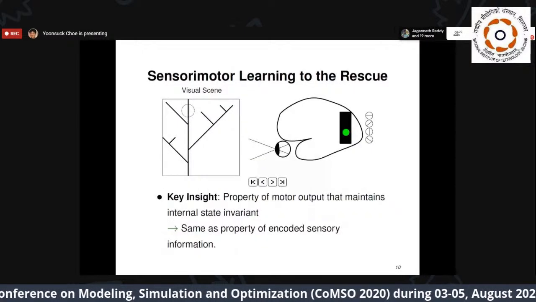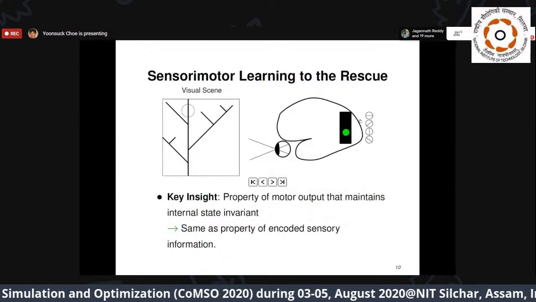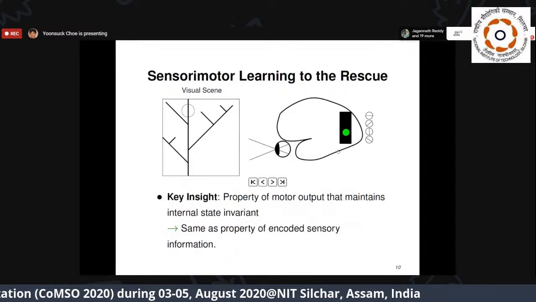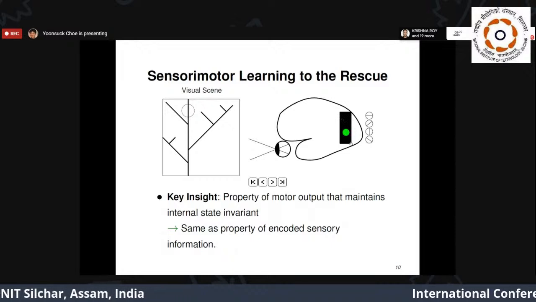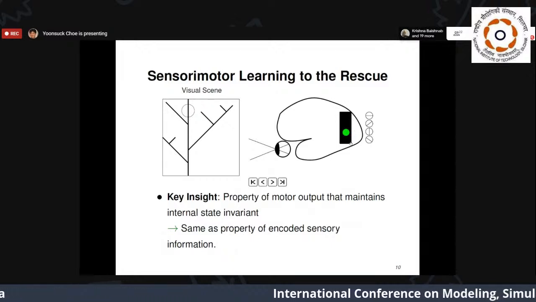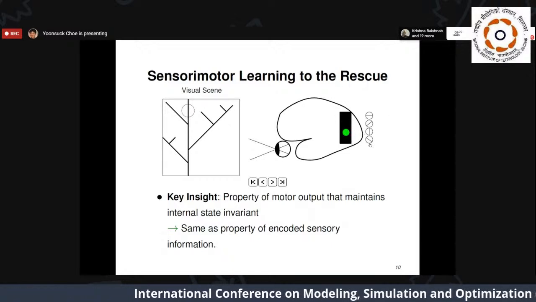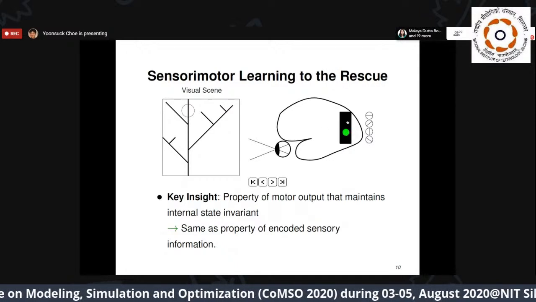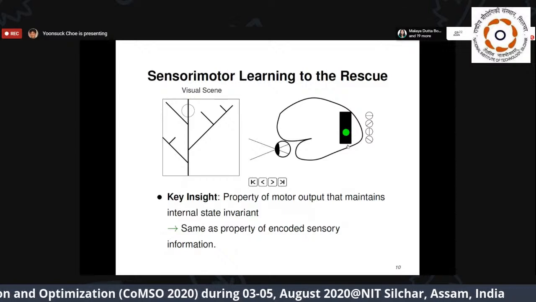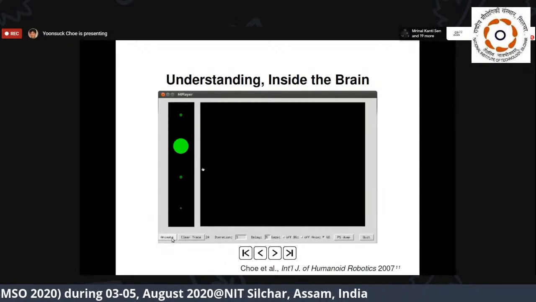So of course, that's just sort of an experiment. What we did was we trained the reinforcement learning algorithm based on the objective of maintaining invariance. So given a particular state, which action to perform that will lead to this internal state invariance. So I'll show you a demo.